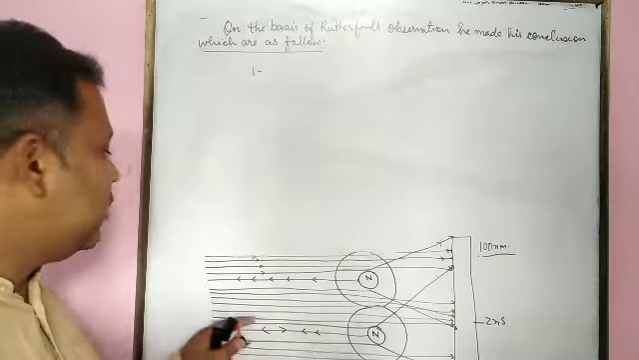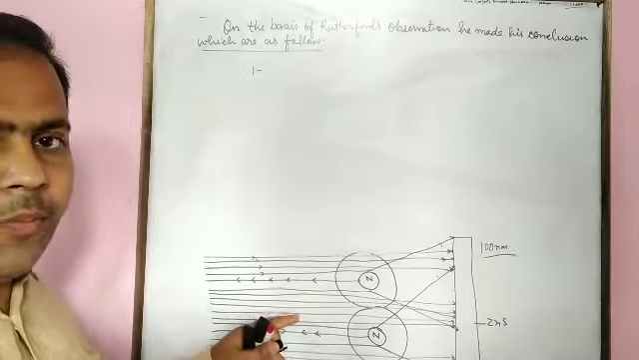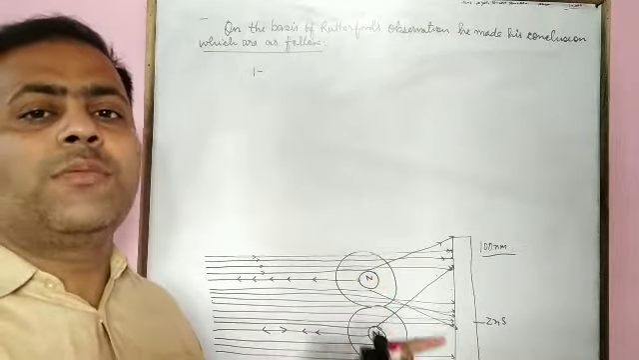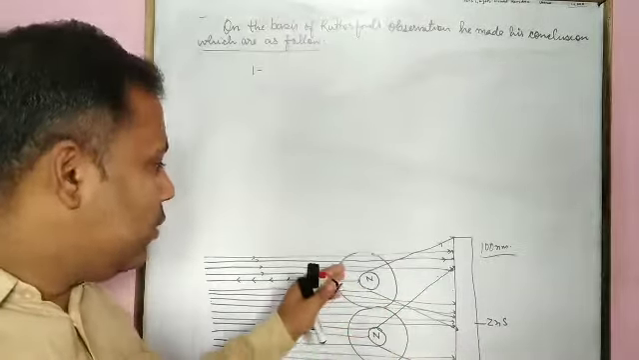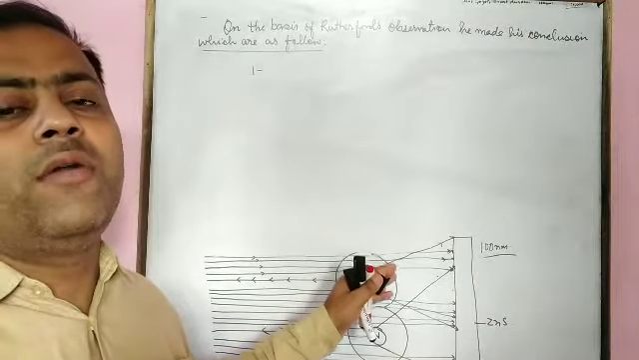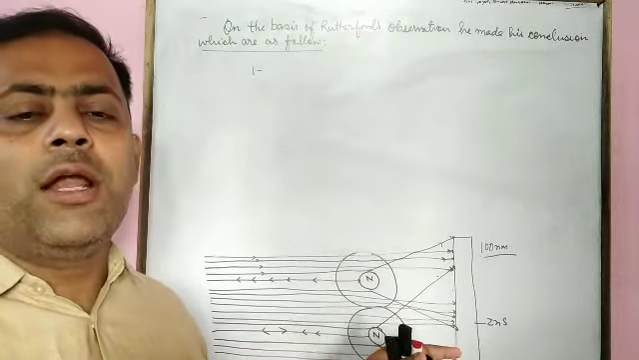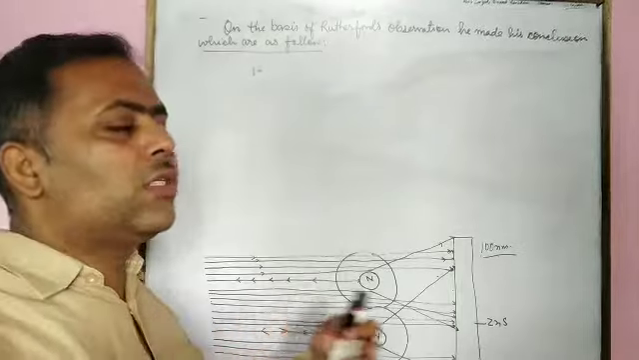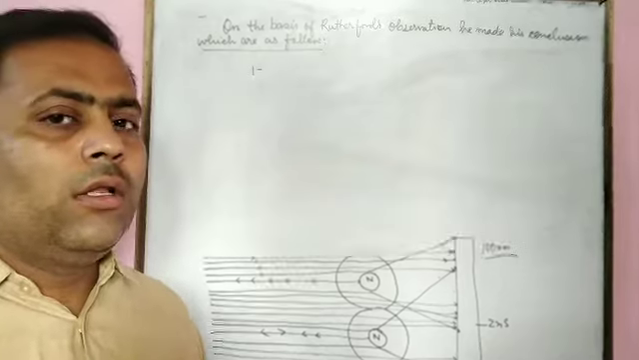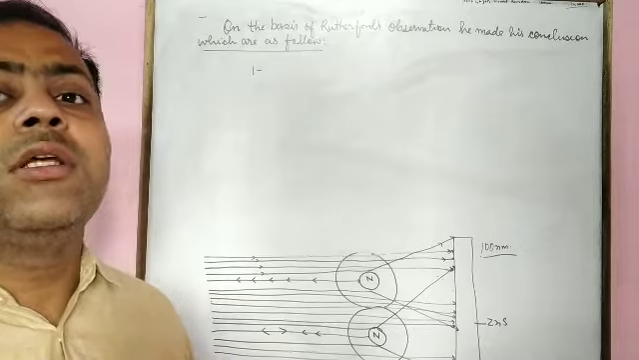What was the first observation? That most of the alpha particles move undeflected. Why do they move undeflected? Because most of the space in the atom is empty. If they move undeflected, then they show that they are not going to collide with any kind of particle. If they are not going to collide with any kind of particle, then they will move on a straight path and will strike straight on the zinc sulfide screen. This indicates that most of the space in the atom is empty.